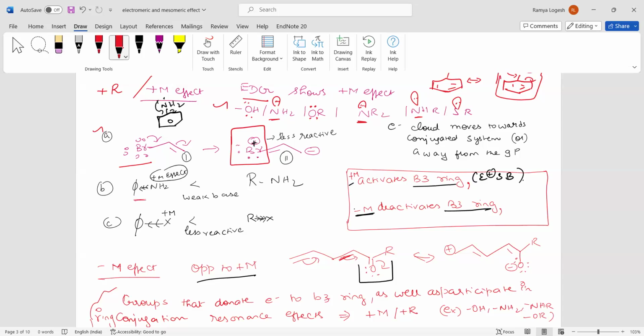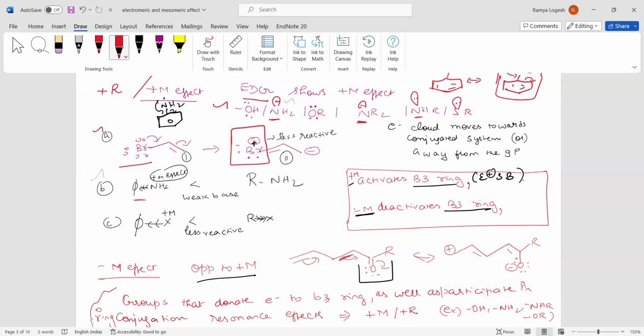This is aniline, isn't it? Benzene that is attached with NH2, aniline. NH2 is having a lone pair of electrons. Therefore, plus M effect is shown. What is plus M effect? It is an electron donating group. Also, it is getting involved in the benzene. I repeat once again, it is an electron donating group. Also, it is getting involved in resonance. So that is called plus M effect.